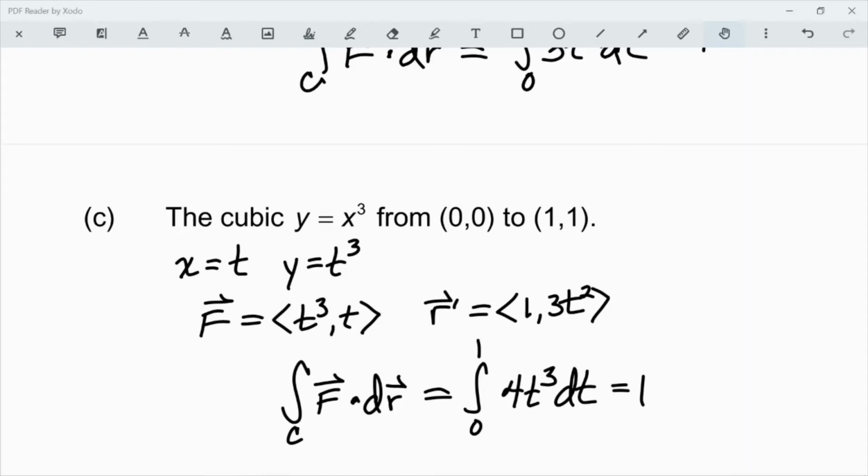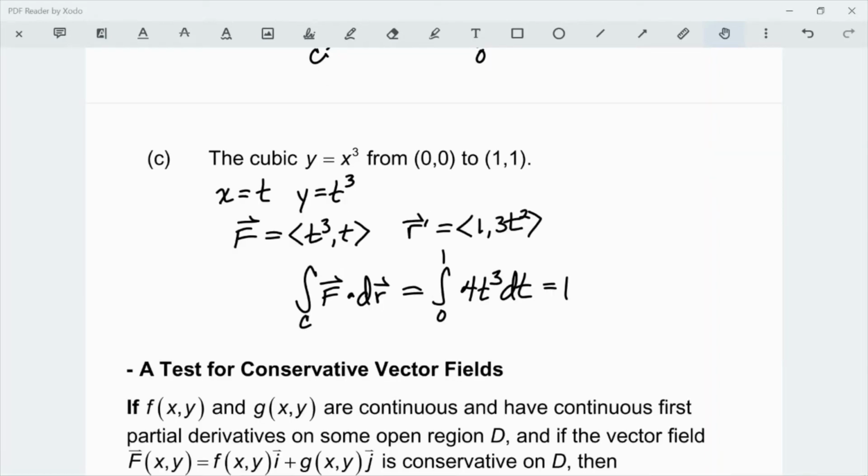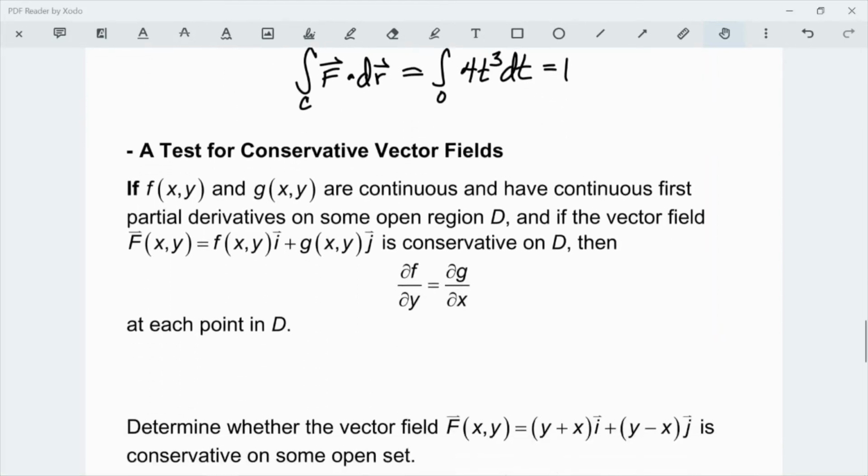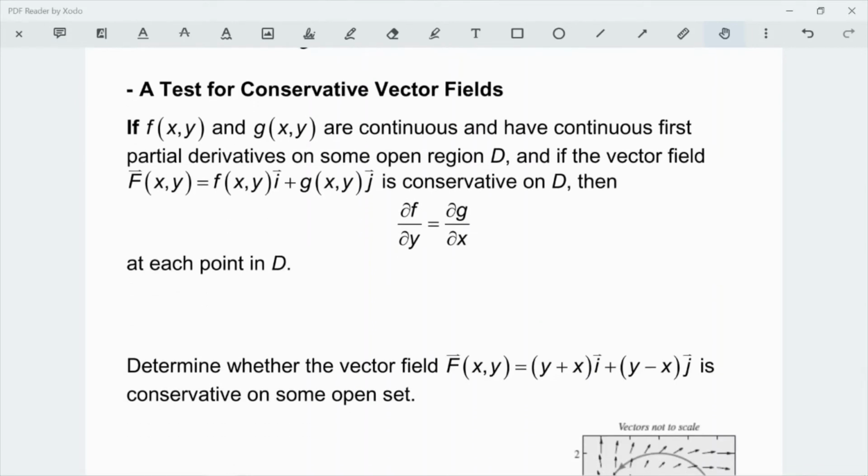Okay, so not that difficult to do, but the main idea is this whole idea of independence of path is something that we're going to want to try to figure out. How do we actually know when we have this independence of path? Okay, so the way that we can check to see whether or not we have independence of path is actually to figure out if we have what we call a conservative vector field.